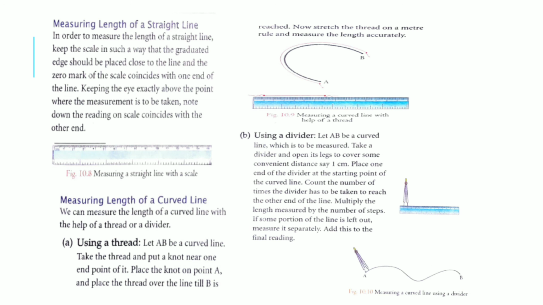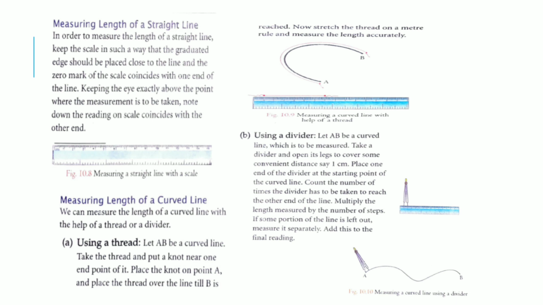Next, measuring the length of a curved line. We can measure the length of a curved line with the help of a thread or a divider. First, using the thread. Let AB be a curved line. Take the thread and put a knot near one end of it. Place the knot on point A and place the thread over the line till B is reached. Now stretch the thread on a meter scale or a rule and measure the length accurately.